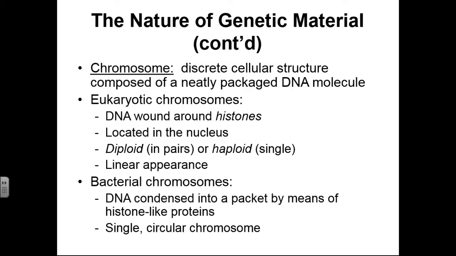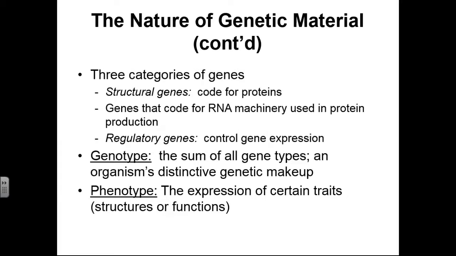Bacterial chromosomes and other prokaryotic chromosomes are going to be circular in appearance, and they're always haploid. Bacteria always have a singular haploid genome, so they'll only have one chromosome. And instead of eukaryotic histones, the DNA in a bacterial chromosome is going to be condensed into a pocket by a protein that's similar to the histone, but not quite the same. There are some significant structural differences that we are not going to discuss in this class.